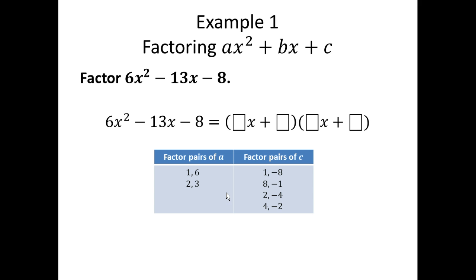The factor pairs of A, or the possibilities for my first terms here, are 1 and 6 and 2 and 3. And some factor pairs of C that I might consider are 1 and -8, 8 and -1, 2 and -4, 4 and -2, because all of these multiply together to give me -8. So all of these are possibilities for my last product. So let's try a few things out.